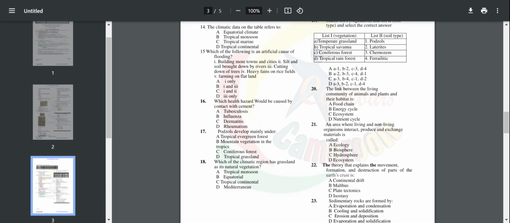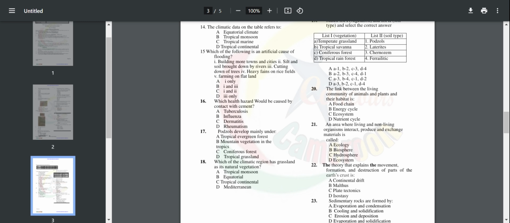Question 17. Potholes develop mainly under. The answer is C, coniferous forest.